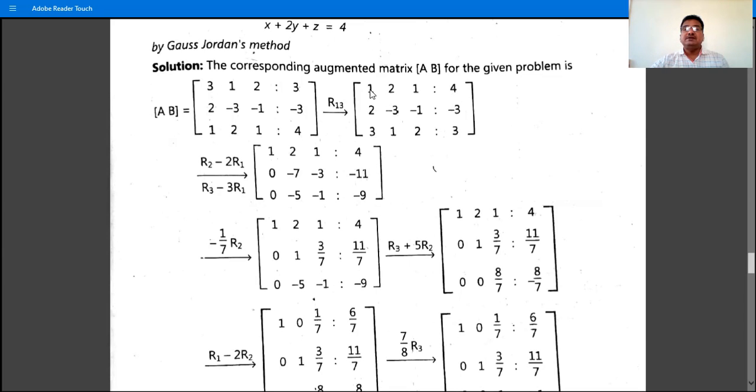Then multiply by minus 3. So minus 3 plus 3 is 0. Then minus 6 plus 1 is minus 5. Then minus 3 plus 2 is minus 1. And minus 12 plus 3 is minus 9.